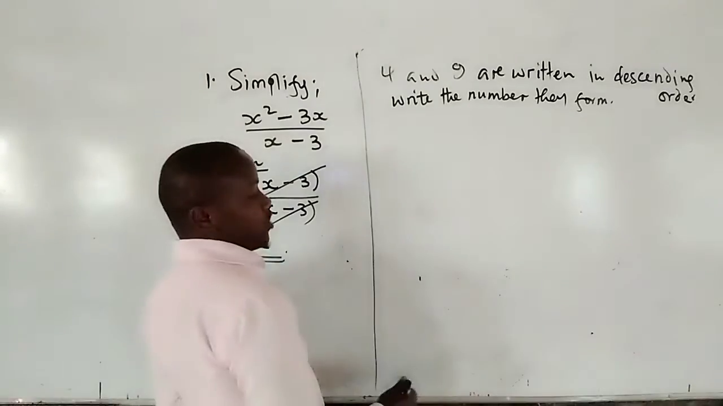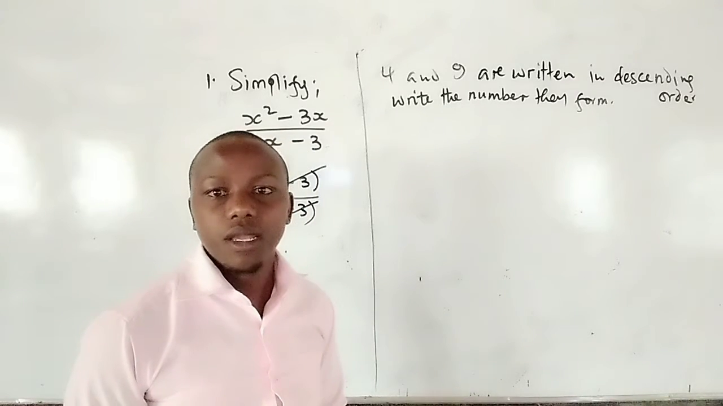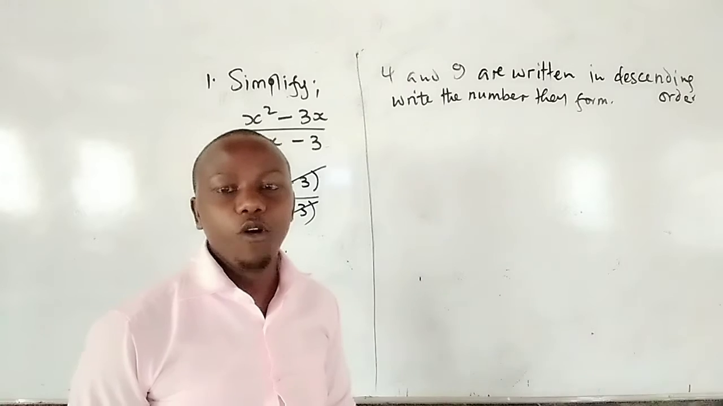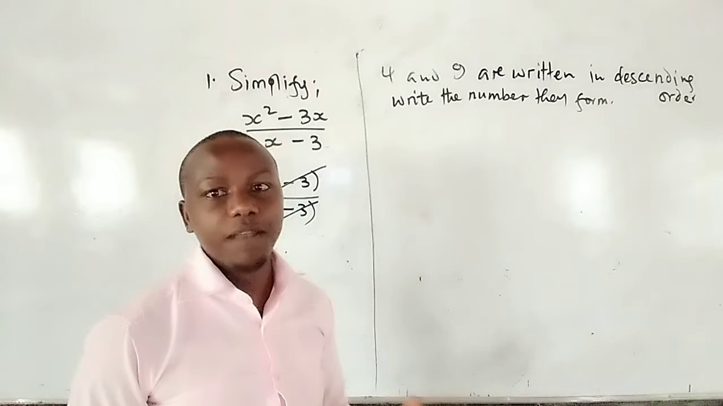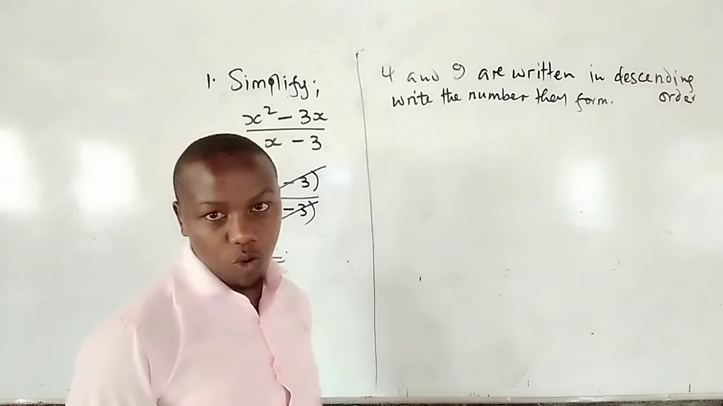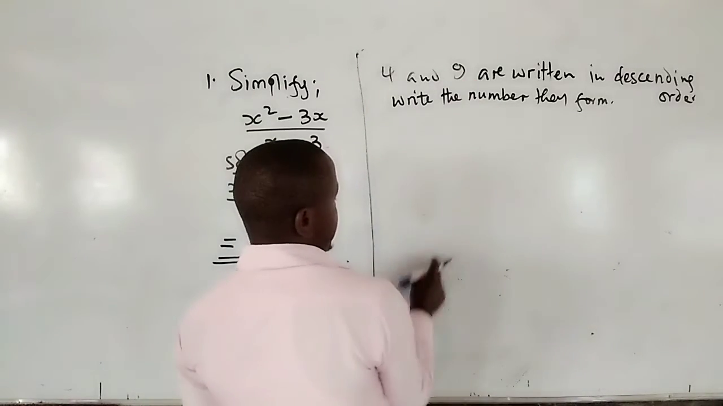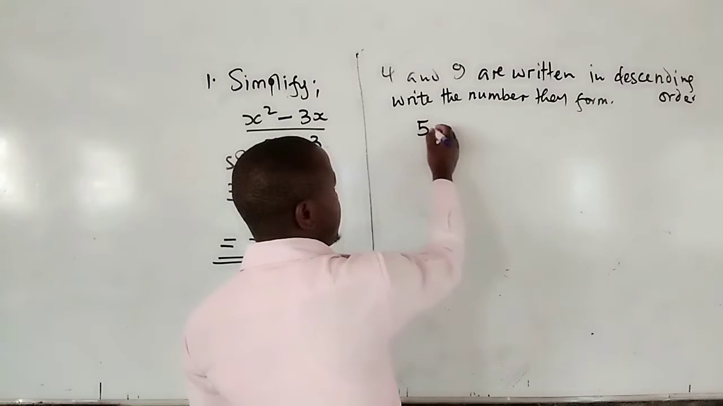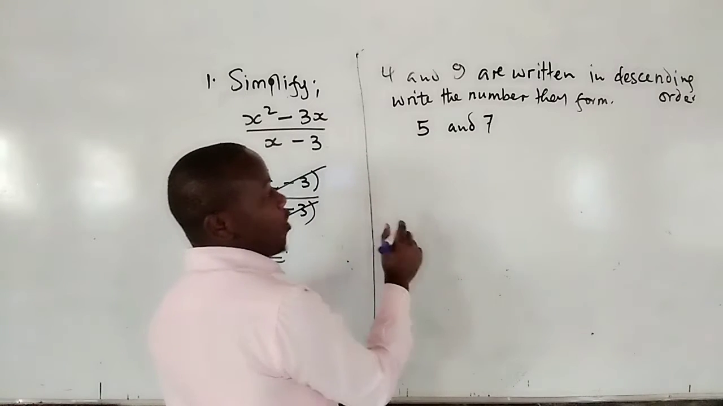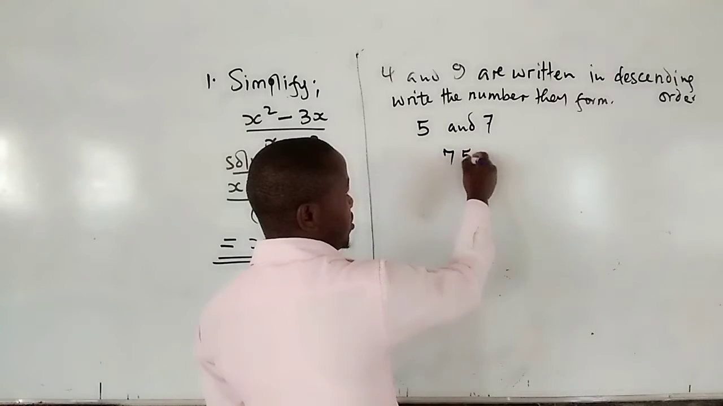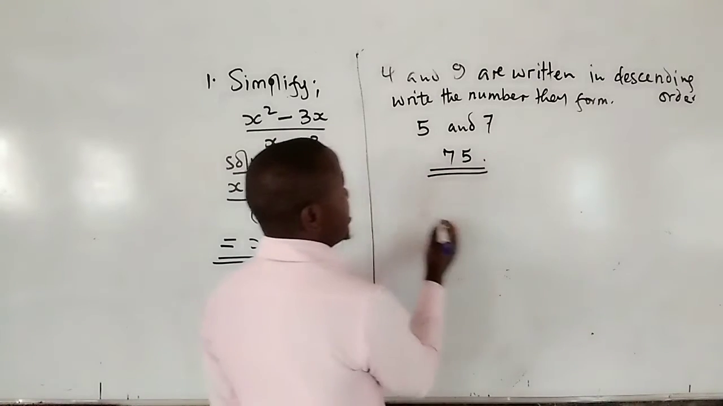Prime numbers are those numbers whose factors are only 1 and the number itself. For example, we have 2. 2 can only be divided by 1 and itself to remain a whole number. So now, between 4 and 9, the prime numbers we have are 7 and 5. Then we are told they are arranged in descending order, from the largest to the smallest. Arranged in that order, they will form 75.